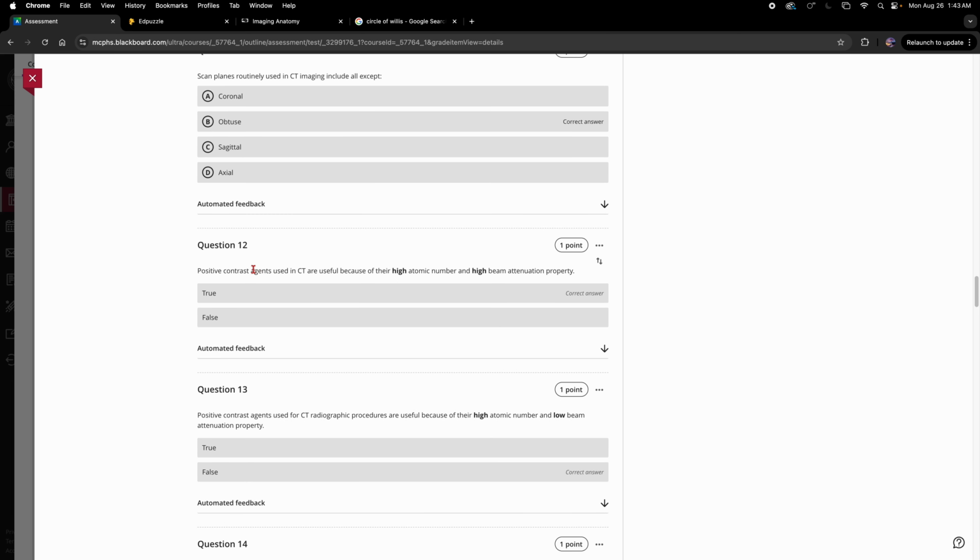And if you got question 12 right or wrong, then you would get question 13 right or correspondingly wrong. Because this is the opposite. High attenuation, high atomic number, low beam attenuation property, those two do not correlate. So this would be false.